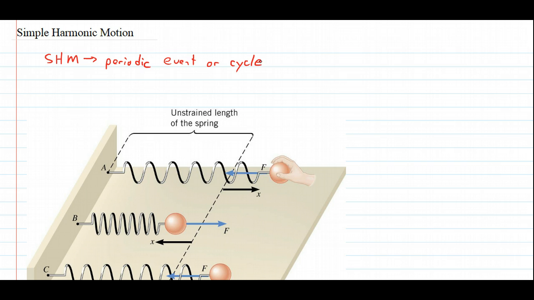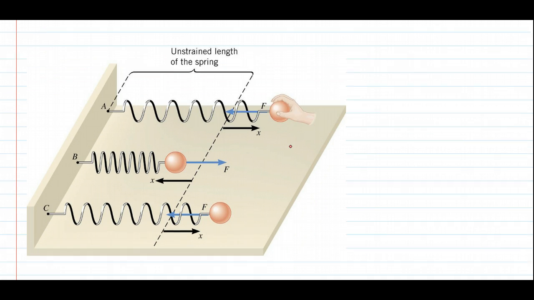This can be anything as simple as breathing. You breathe in, you breathe out. You breathe in, you breathe out. Or even your heartbeat is a continuous, repetitive, periodic event, hopefully. But today we're going to talk about two also simple examples.